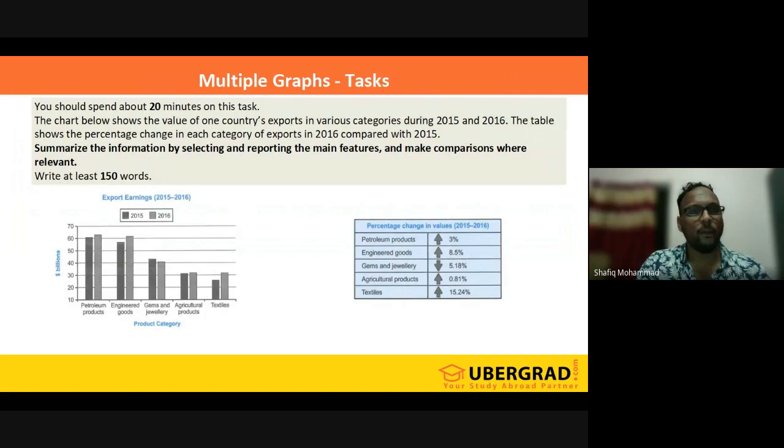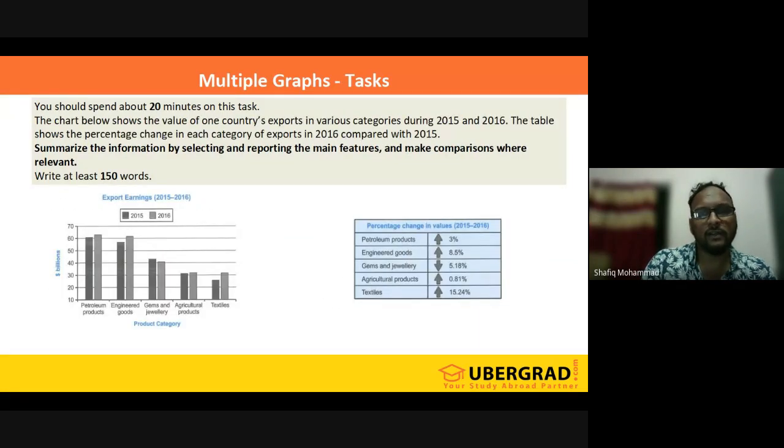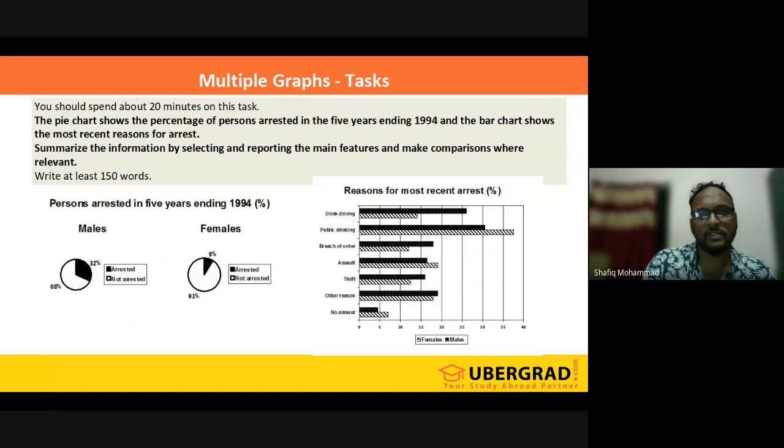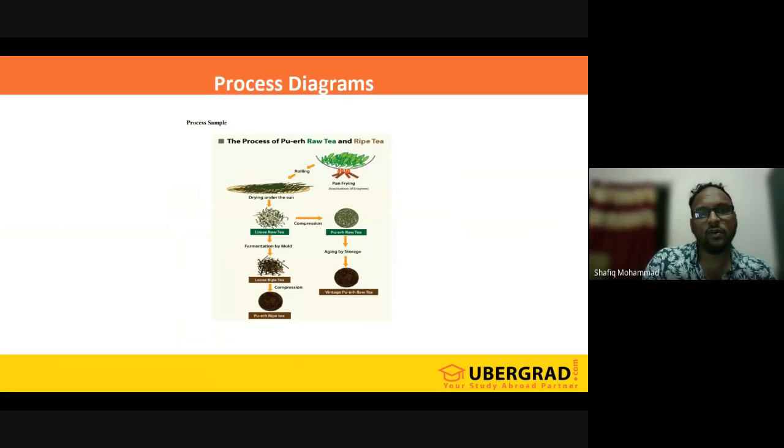Okay, now, here are all multiple tasks. Like here, a bar chart and table are given, a pie chart and bar graph are given. Yeah, you can go through it. Now, a process or a diagram. So this is also one of the types where you need to describe a process or a diagram.